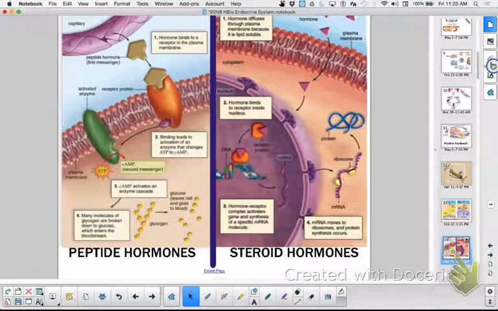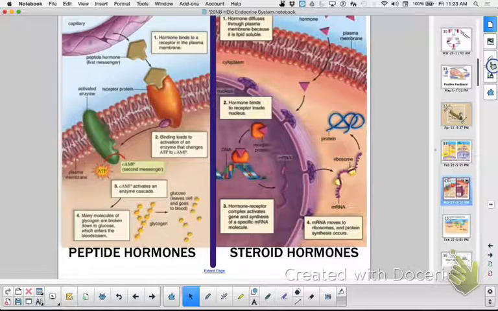Okay, I would like Slate to be the expert on the peptide hormones, and I would like Blue to be the expert in the steroid hormones over here. So Slate, Blue, here's another picture showing you the same thing. Go for it. You can go.